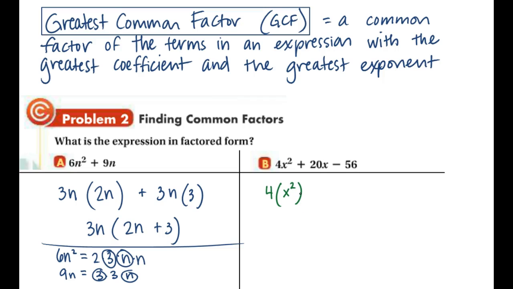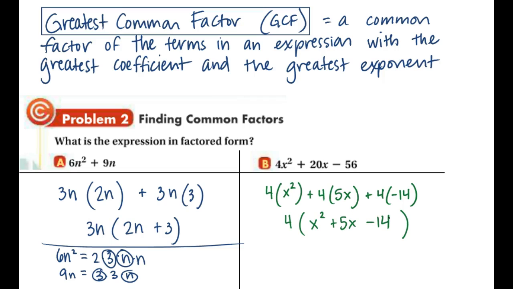So 4 times x squared, and then 4 times 5x, and then 4 times -14. So if you were to multiply those terms, you get the original. So now what I want to do is take out the 4, which is the GCF, put it in front, and then whatever's in the parentheses just drops down. X squared plus 5x minus 14.